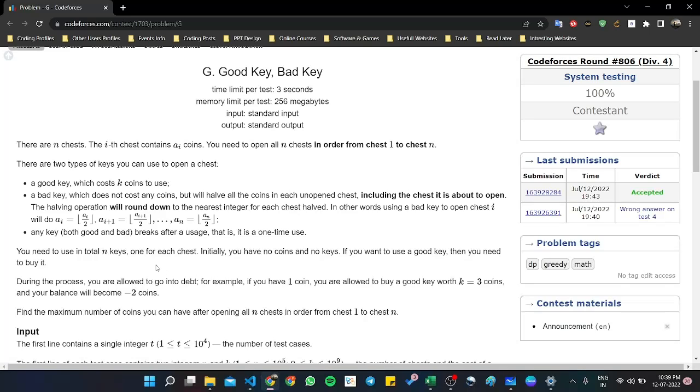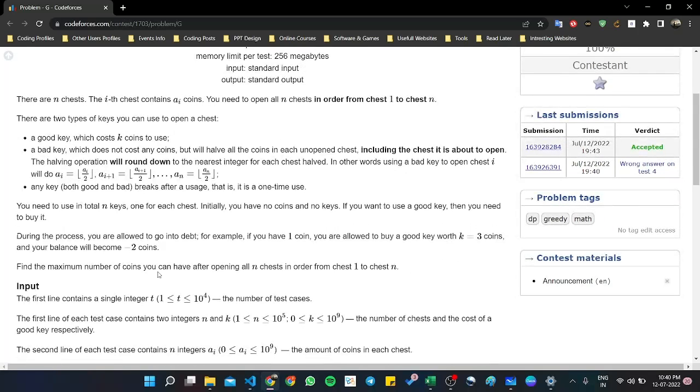Once we use a key, it will break, and we cannot use it again. So you need to use a total of n keys. For each chest, initially you have no coins and no keys. If you want to use a good key, then you need to buy it. During the process, you are allowed to go into debt. For example, if you have 1 coin, you are allowed to buy a good key worth 3 coins, and your balance will become negative.